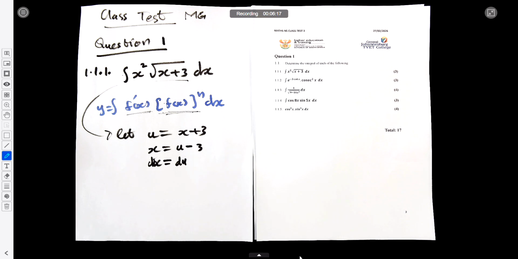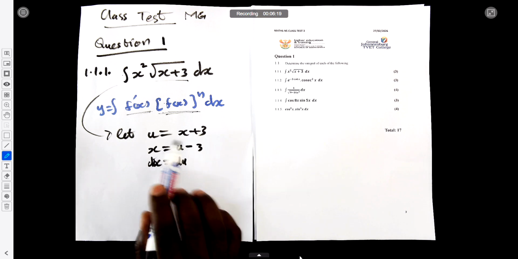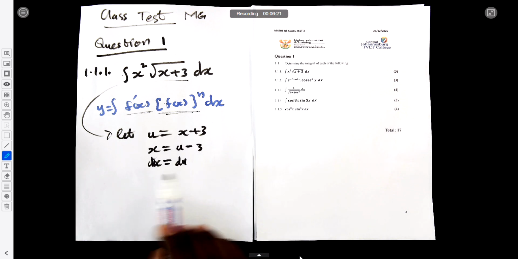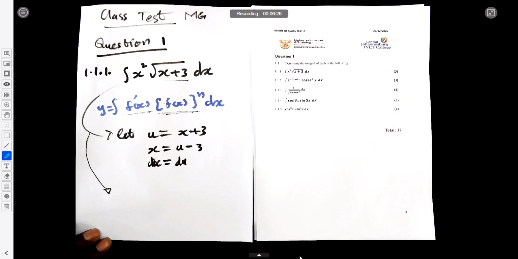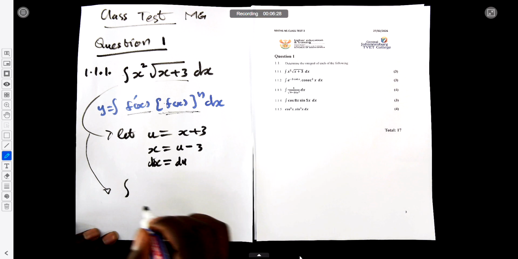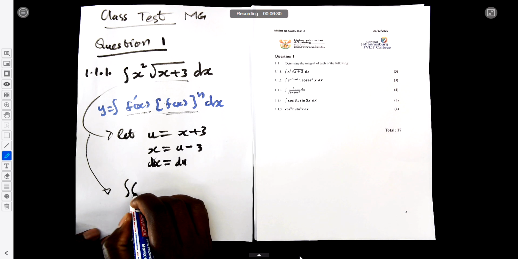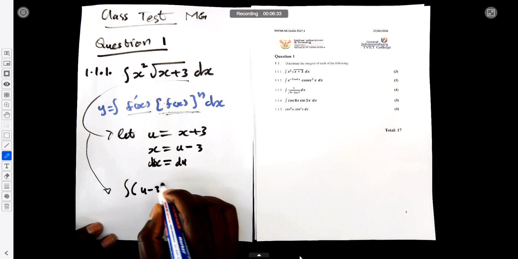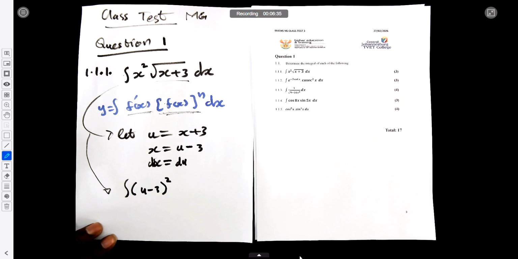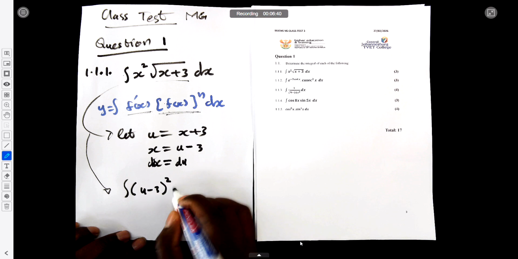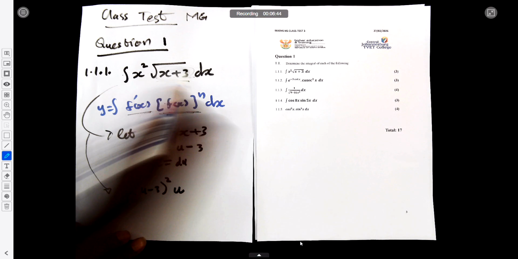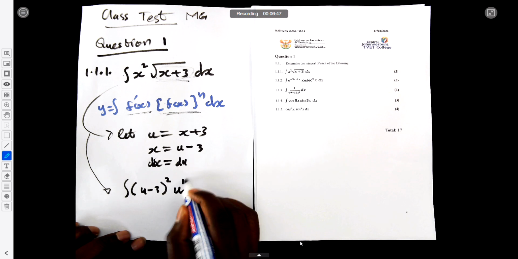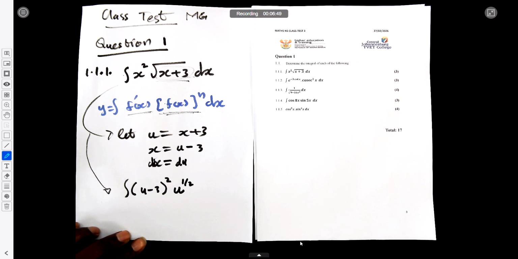Then from there we now have x equals u minus 3 and dx equals du. So we can now substitute into our original integrand. We know that x is equal to u minus 3, and x was to the power of 2. And we are going to say that u is equal to what is inside the root. That's why you see I'm expressing the root in exponential form.